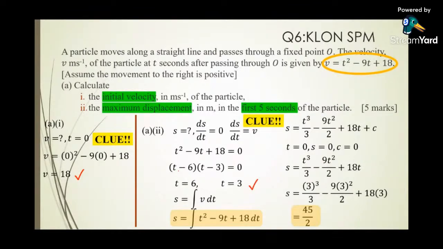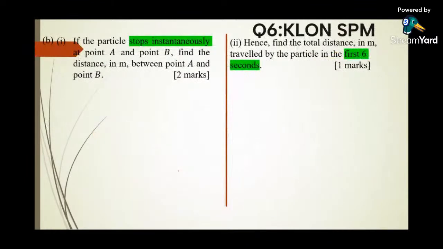Okay, next one. Kita marking scheme. Those are the marks. 4 marks. Okay. 1, 2, 3. Dia sebab yang A1 tu 1 markah. That means A2 akan jadi 4 marks. Okay, B1, B2. Kita tengok B1. If the particle stop instantaneously at point A and point B, find the distance between point A and point B. So kita pun carilah.